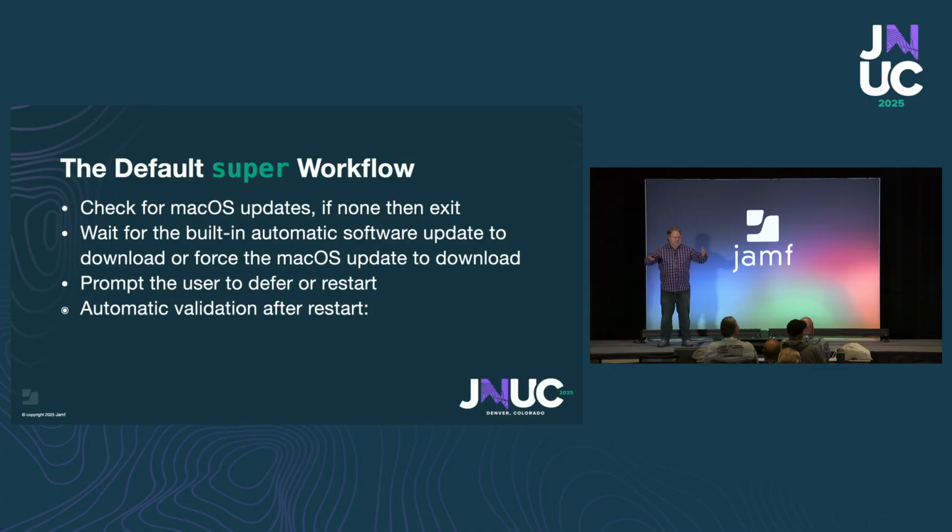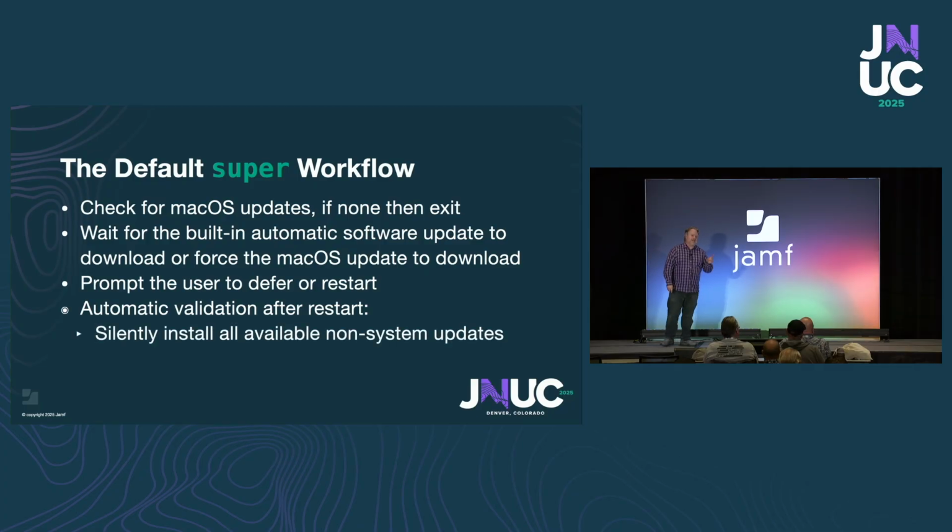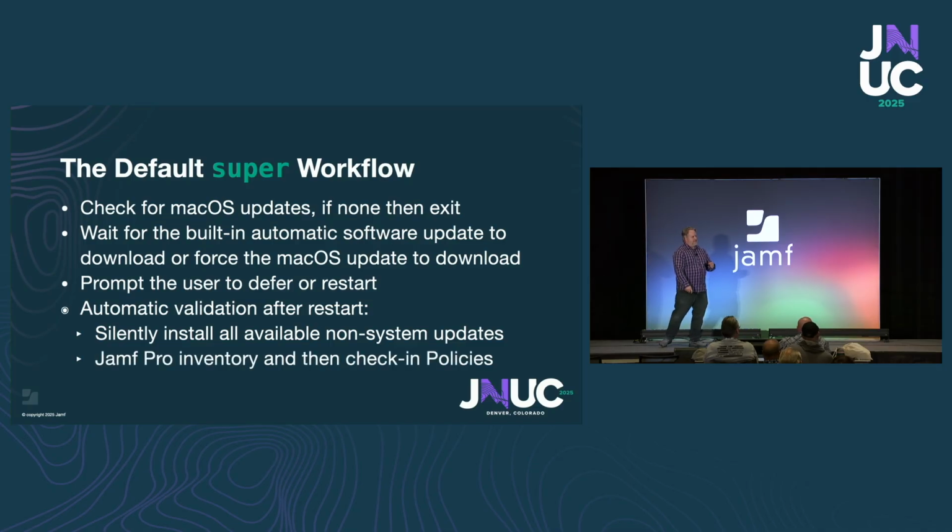So after, let's just say the user chooses to restart, after the OS starts back up, Super will automatically install non-system updates. And it does it in this order because there's a bug in software update where if you try to install non-system stuff first and then you want to try to install an OS update, it just basically doesn't work. So it does it after the fact. And then if you're a Jamf Pro user, it will automatically update the inventory and call for policies. And that's all just baked in.